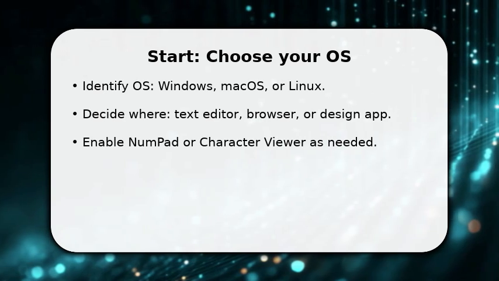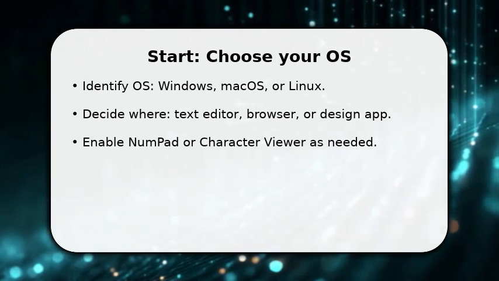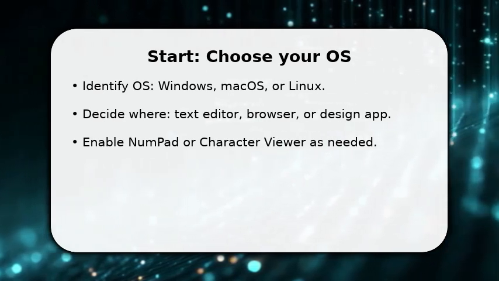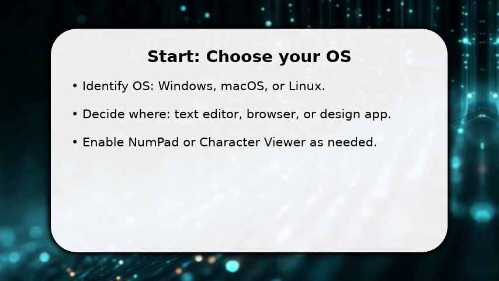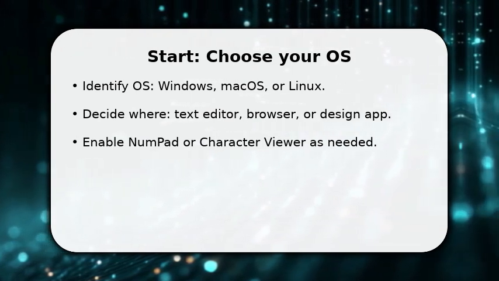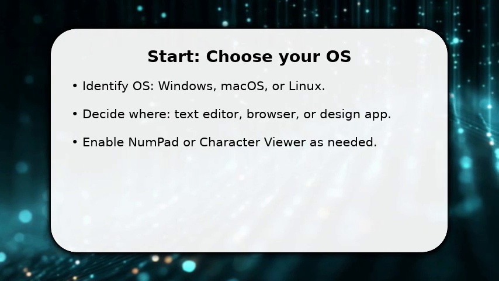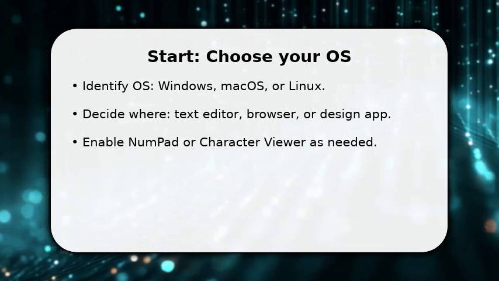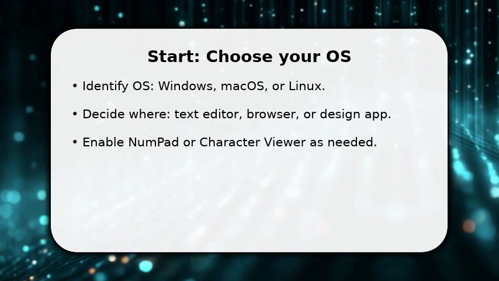You begin by picking the environment and confirming prerequisites, the operating system and the app where you'll type the symbol. On Windows, make sure numlock is on and you have a numeric keypad. On Mac, open the character viewer. Once done, position the cursor in your document.